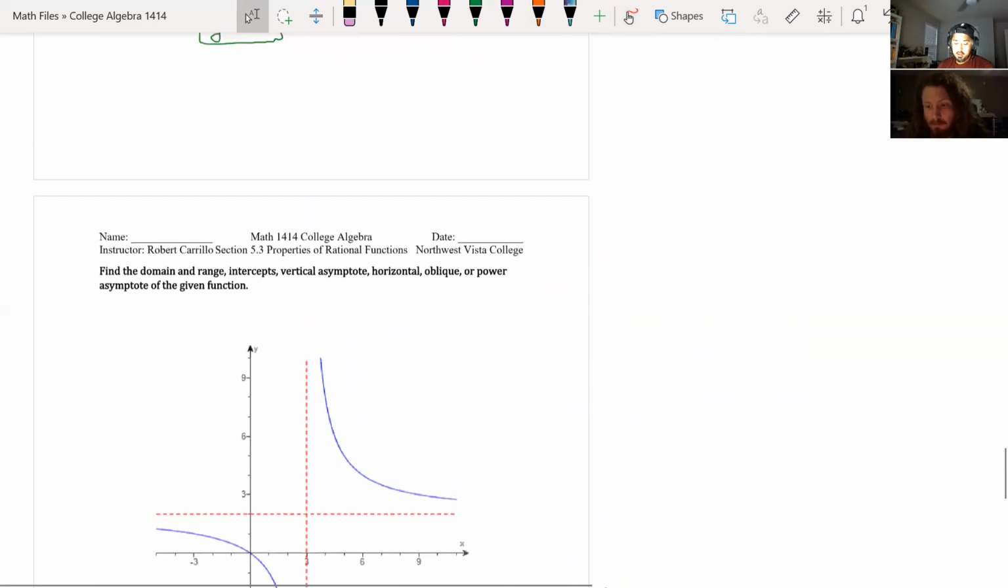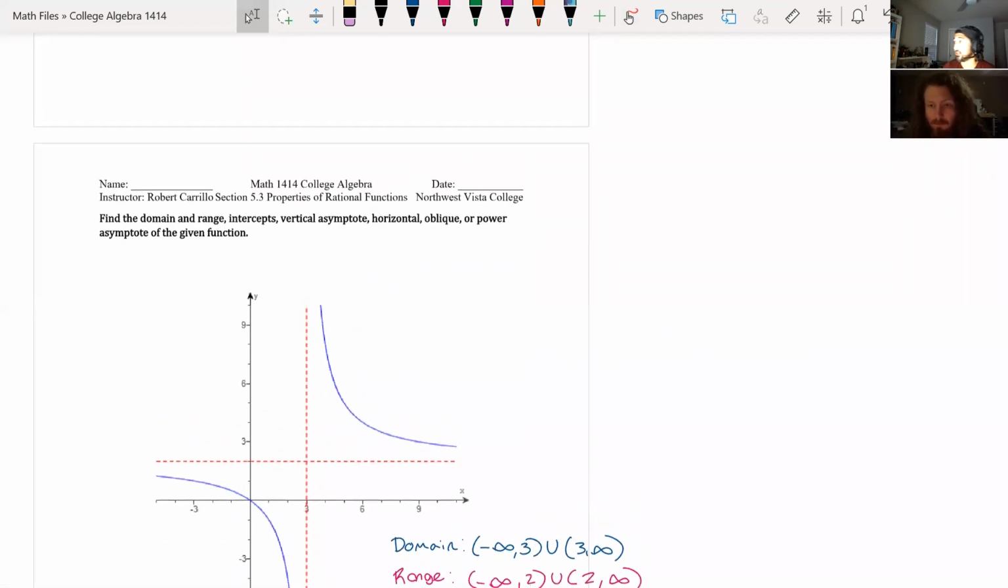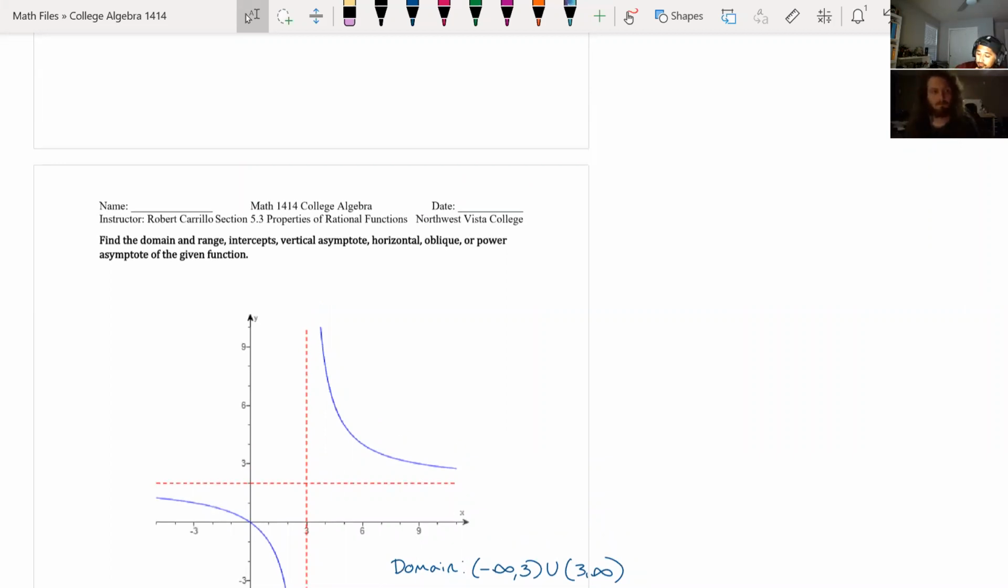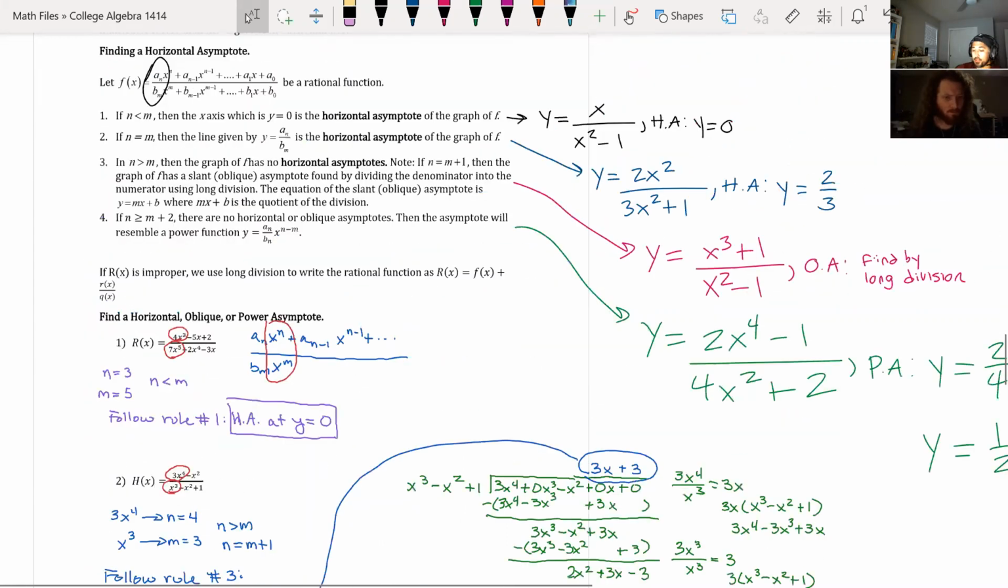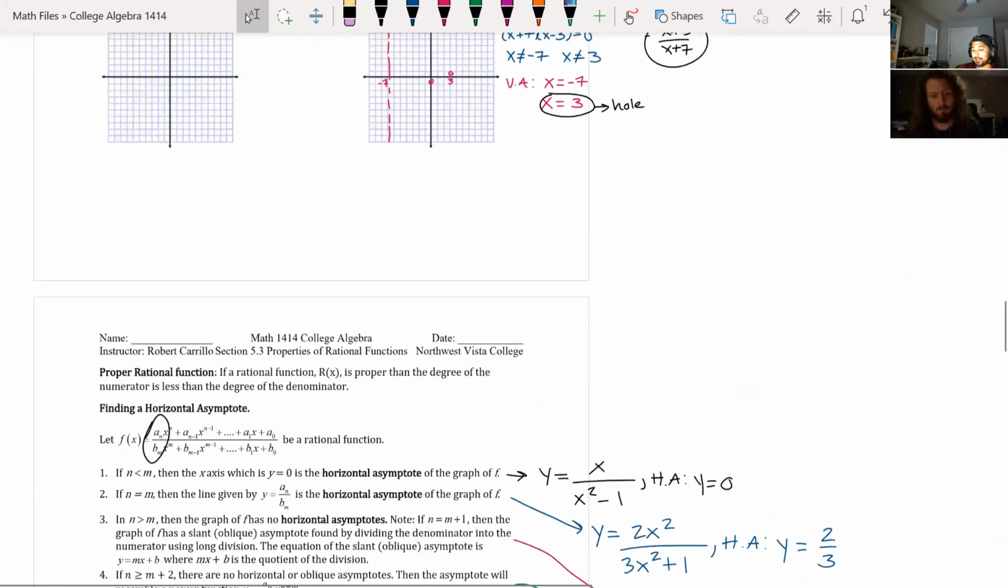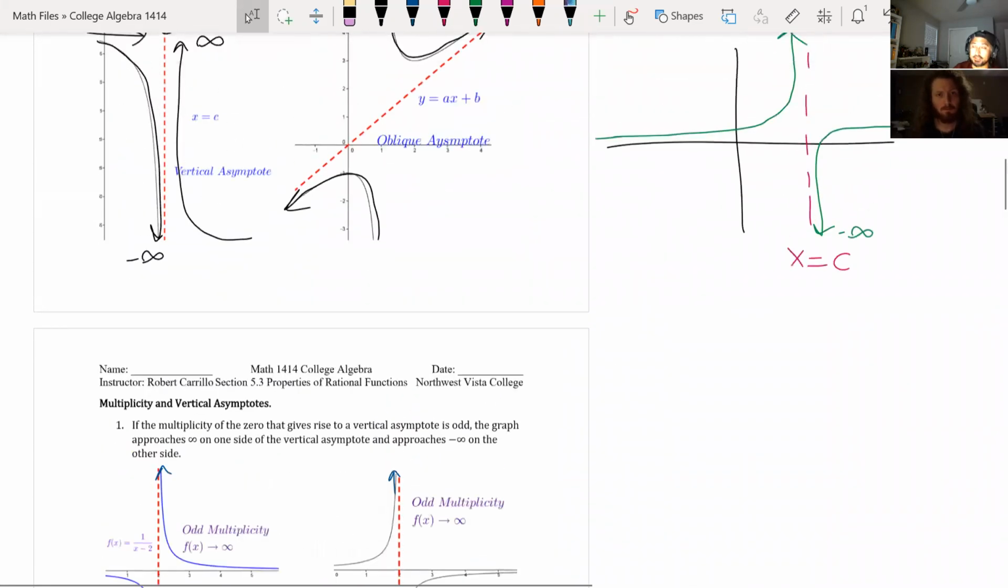So those are the properties of rational functions. We have asymptotes, we have multiplicities, and we have our rules for horizontal, oblique, and power asymptotes. So that is it for 5.3.